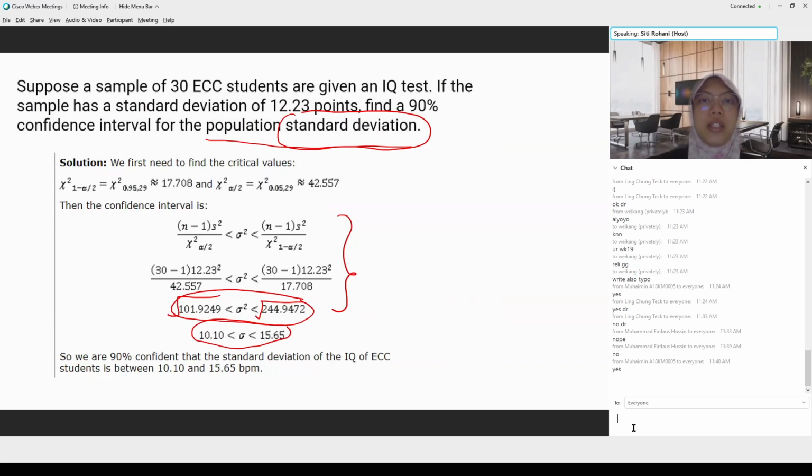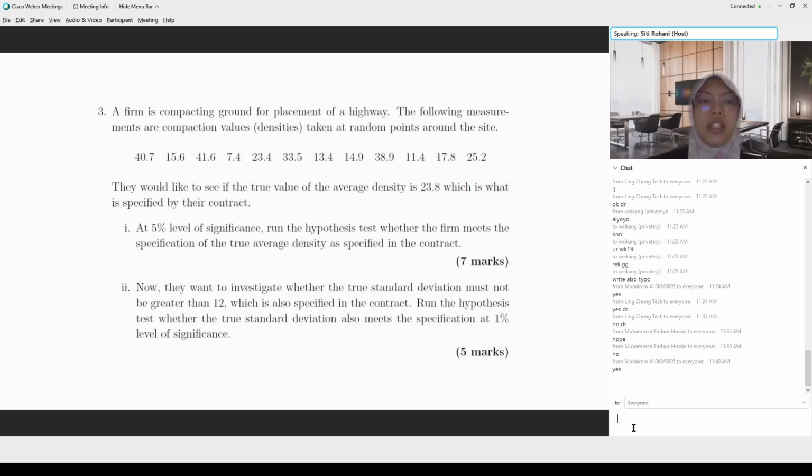This one is for the confidence interval for the standard deviation. And the second one is to run the hypothesis testing for the true standard deviation. Okay, here they give you the standard deviation is equal to 12.